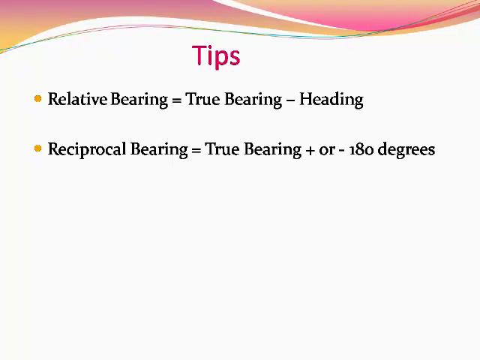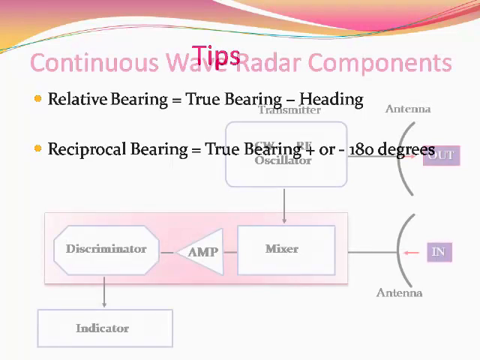In certain cases, we require reciprocal bearing. So a reciprocal bearing is calculated taking the true bearing plus or minus 180 degrees of this calculated value. Then this is essential when you are looking from a ship towards an incoming aircraft or an outgoing aircraft, and this plays a very important role in those calculations.